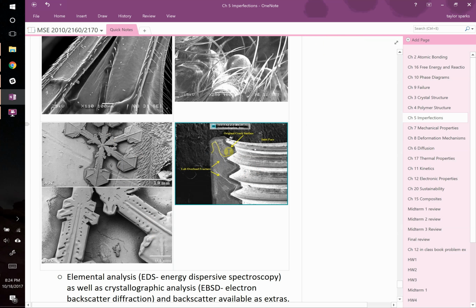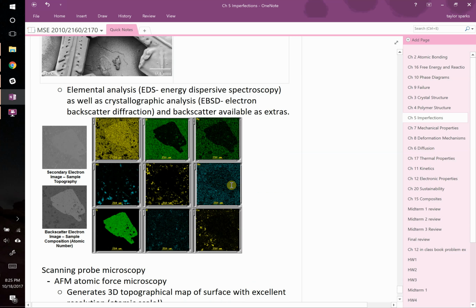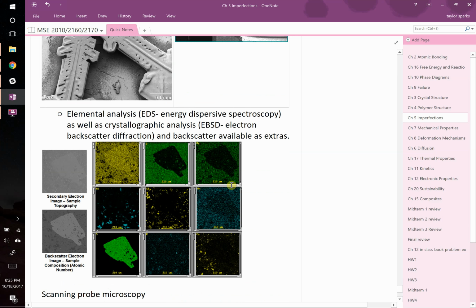Here's an example of a screw. They're looking right at the fracture surface, trying to see where the crack originated, what sort of things happened as it moved through and broke in the material. And then the last thing I'll talk about with electron microscopy is that it is well suited for elemental analysis. We've already talked about energy dispersive spectroscopy, and an SEM allows you to do that.